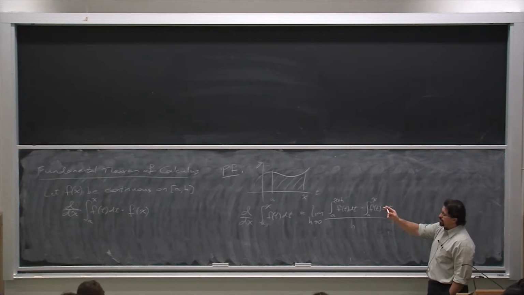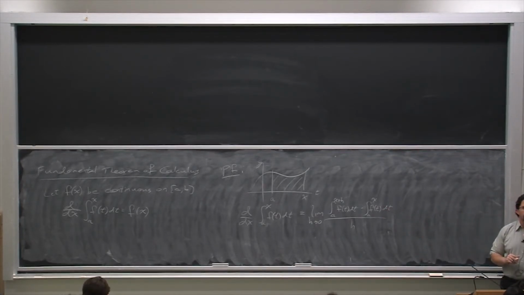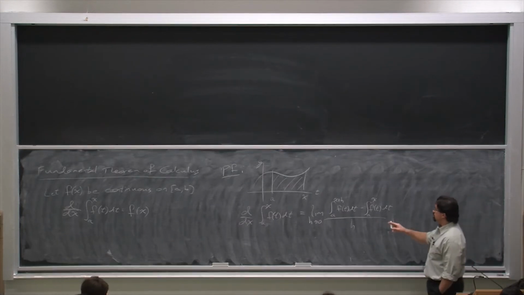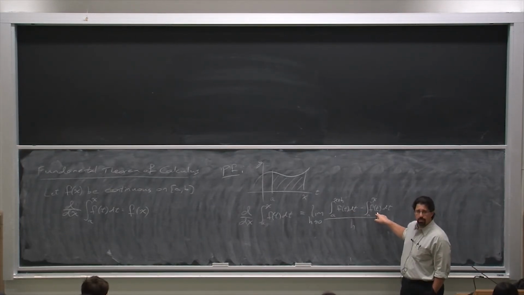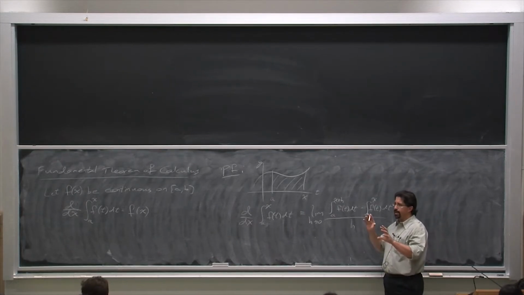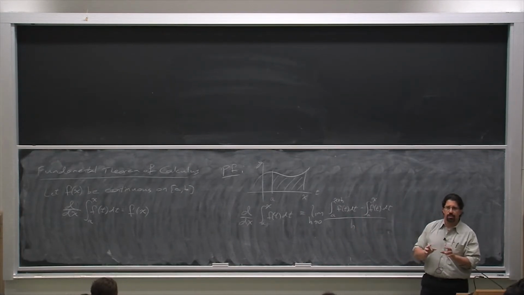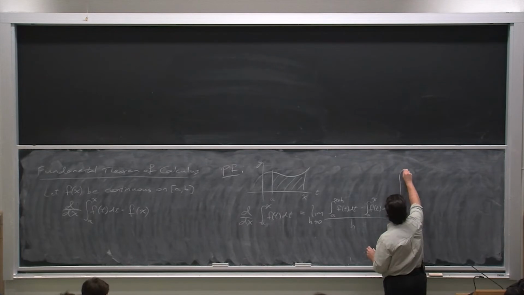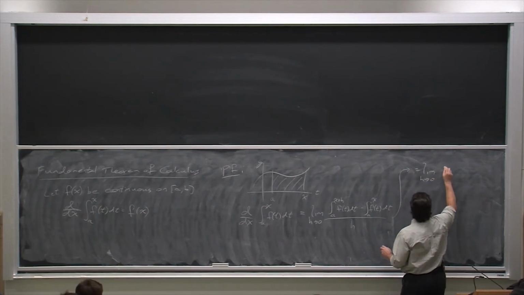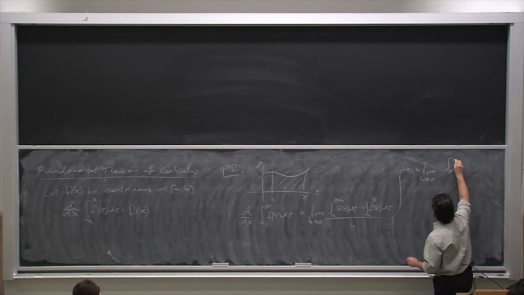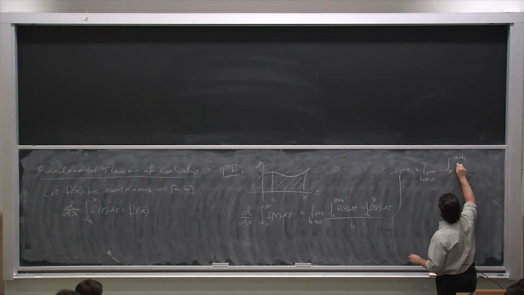But since the function is continuous, taking this minus that means that I have one area minus another area, and so I can rewrite this as the integral from x to x plus h of f of t dt.